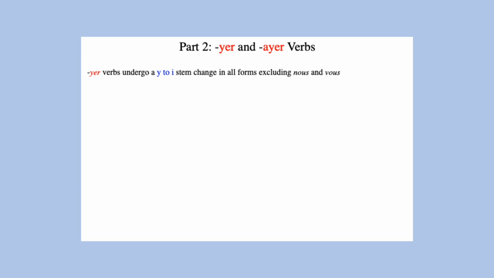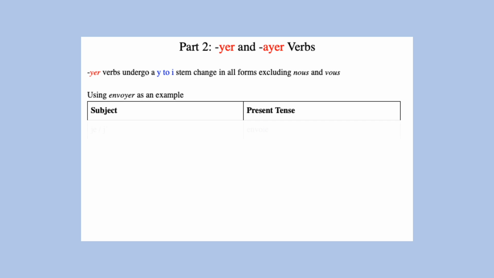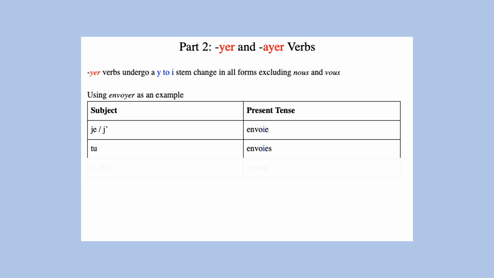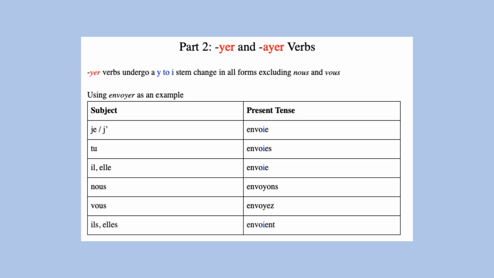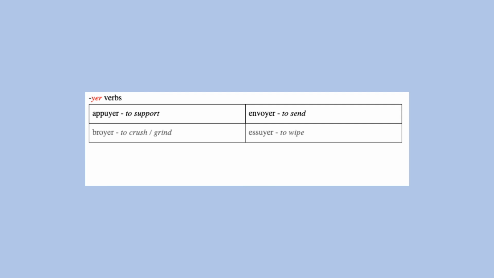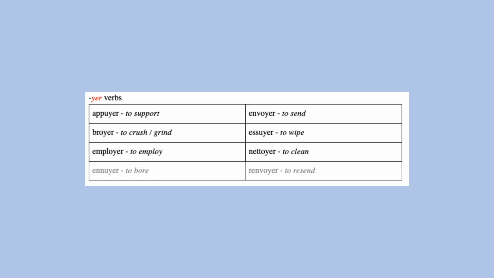-yer verbs will undergo a y to i stem change in all forms except nous and vous. So for envoyer, we have envoie, envoies, envoie, envoyons, envoyez, envoient. These -yer verbs follow the same present tense stem change pattern.